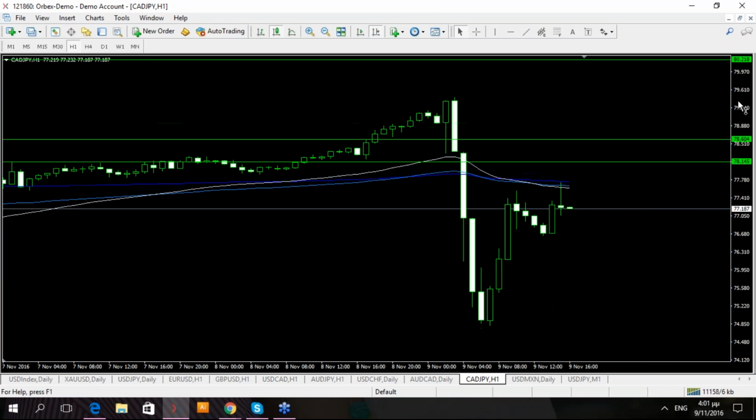It has corrected very nicely at exactly the 3 exponential moving average. So if you want to treat this as an ABCD pattern, you can as well. If you want to treat this as a flagpole pattern, you can as well. Okay, so it's quite similar actually.